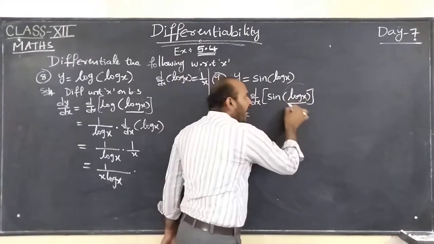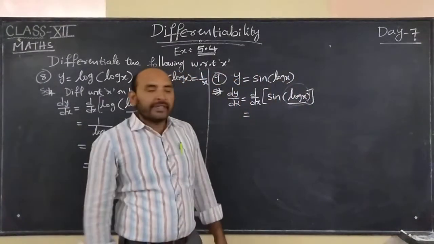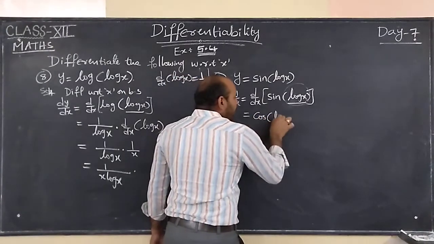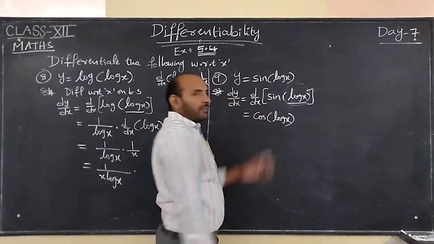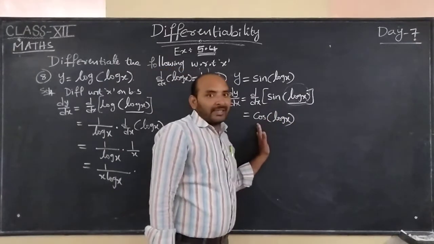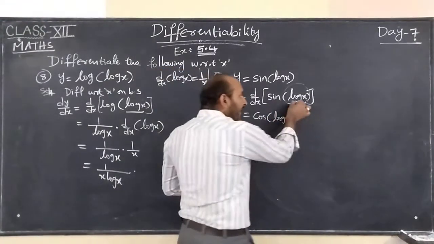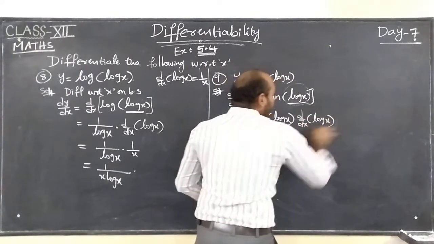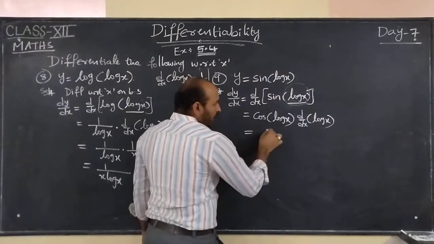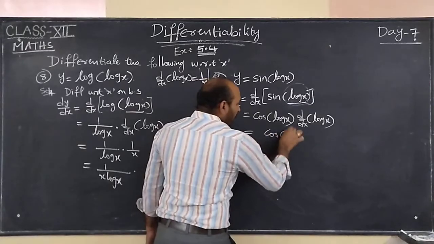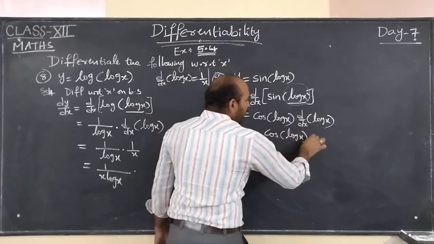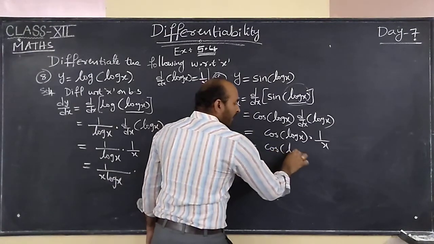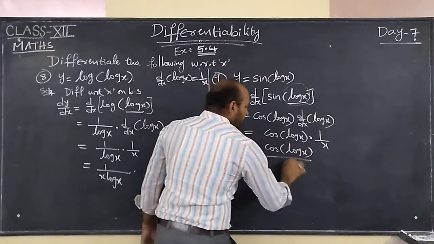Consider log x as x. The derivative of sine x is cos x, so cos of log x, and the inner function d by dx of log x. So you can write cos of log x into the derivative of log x, which is 1 by x. So write cos of log x upon x.